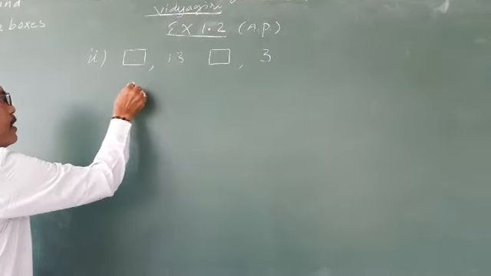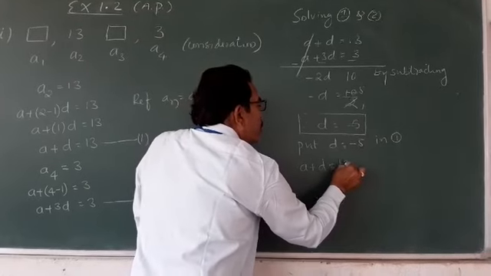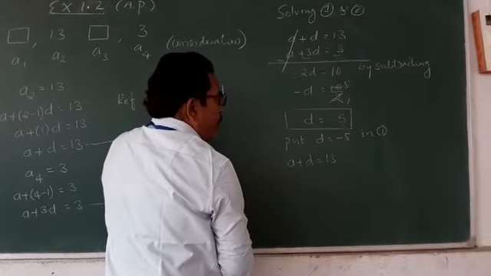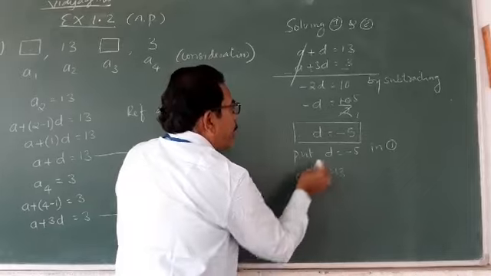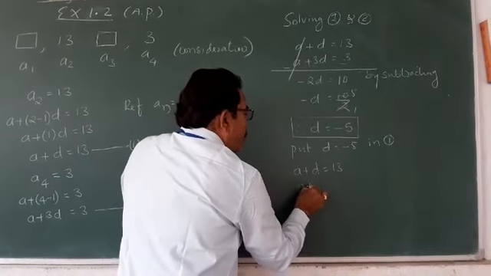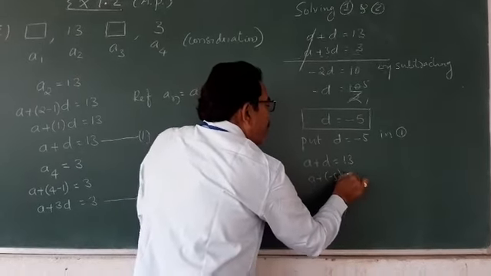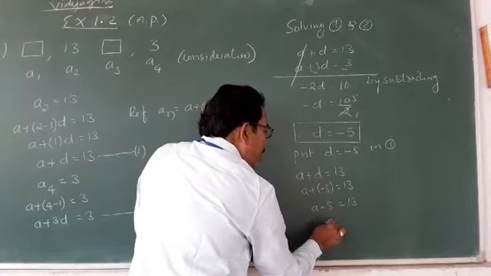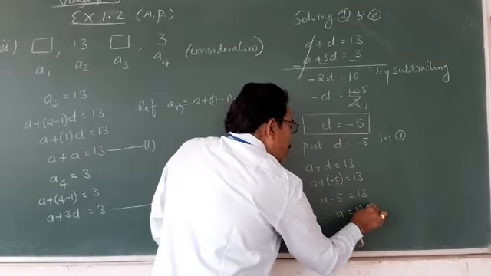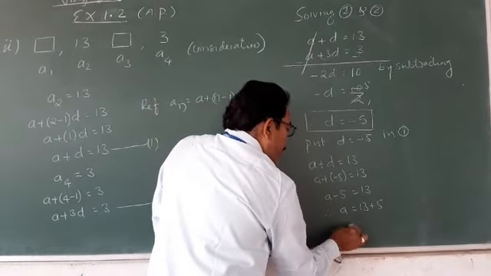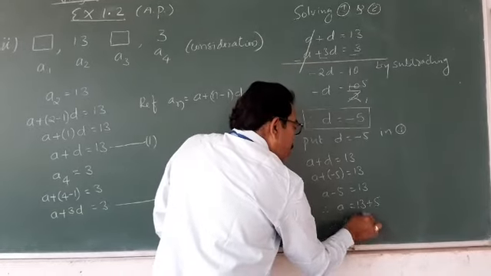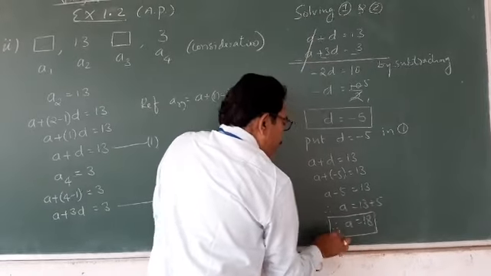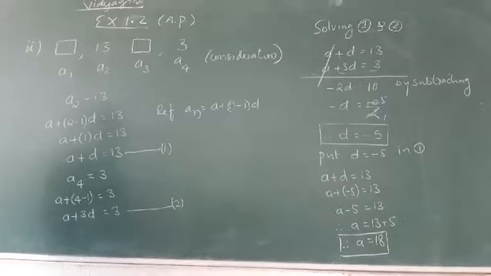A plus d equals 13. So, a plus minus 5 equals 13. Therefore, a minus 5 equals 13. Therefore, a equals 13 plus 5. Therefore, a equals 18. The first term will be 18.